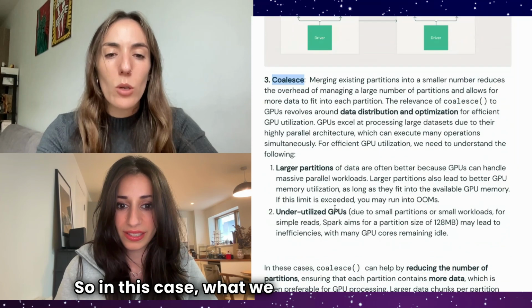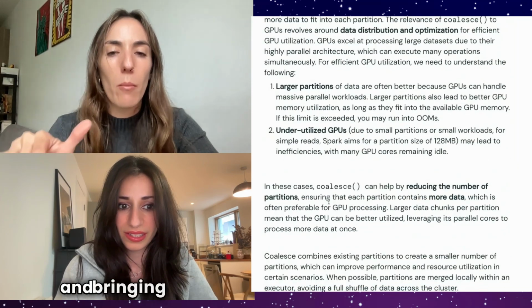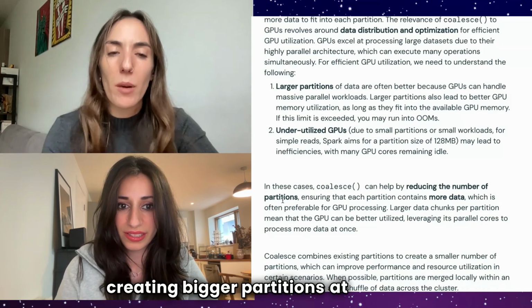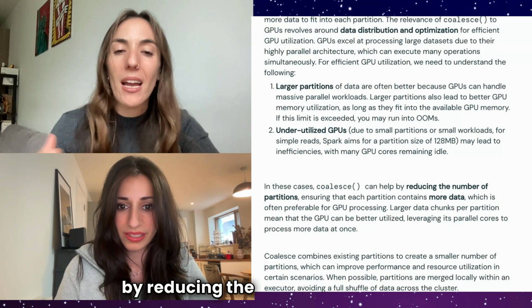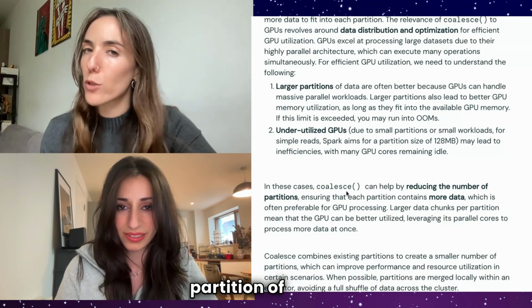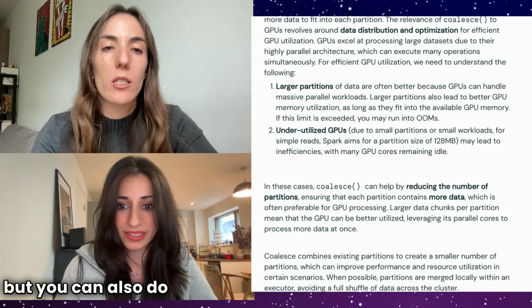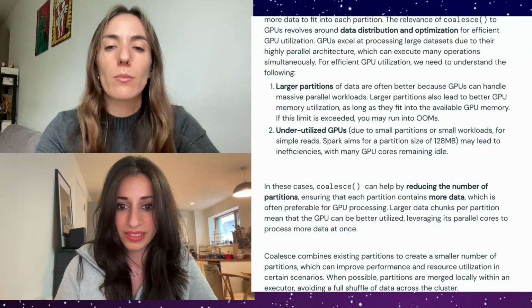So in this case, what we did is coalescing, bringing together the partitions and creating bigger partitions, by reducing the number of default partitions of Spark. So we did that with Coalesce in this case, but you can also do something similar with Repartition as well.